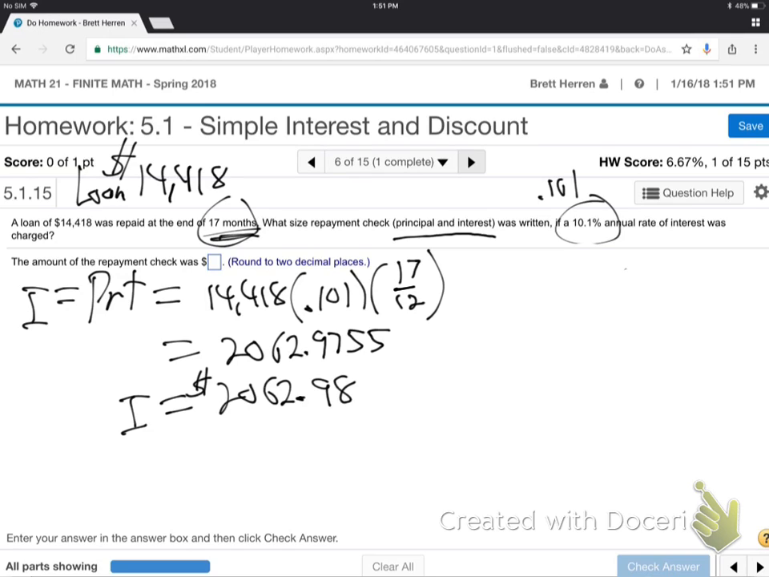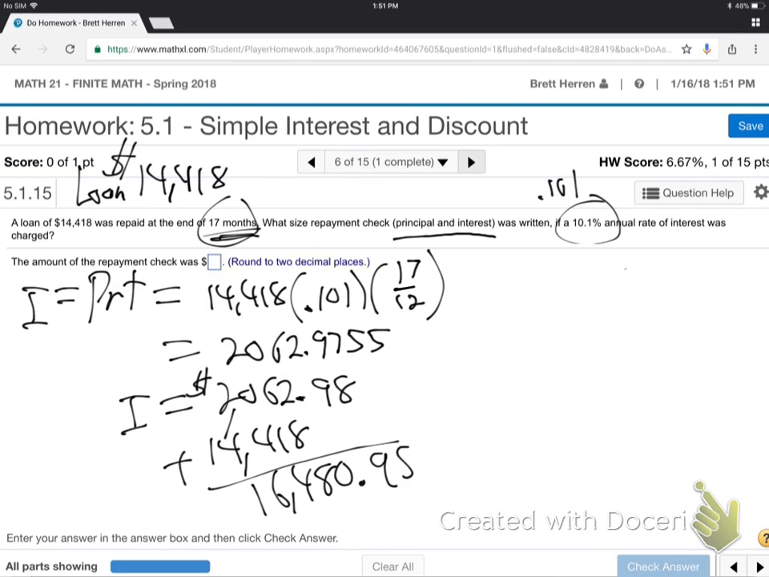You got it. The total amount of repayment, though, will be the interest plus the loan amount. So I have to add back now the loan amount, 14,418. So add 14,418. And I'm getting 16,480.98. That's the total repayment.